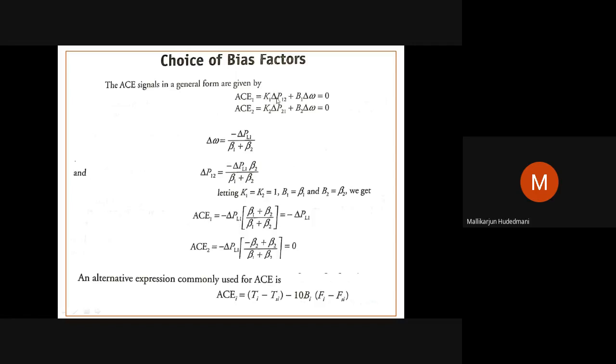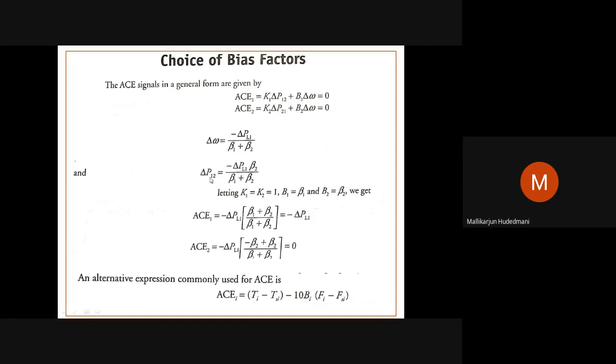Let's see here, ACE1, how it is restructured. ACE1 is K1 delta P12, you can see, minus delta PL1 beta 1 plus beta 2 divided by beta 1 plus beta 2. So when I cancel this, what does ACE1 remain? This ACE1 comes with a numerical value minus delta PL1. Let us be very clear about what I am doing here. Suppose there is a change in load in area 1 by delta PL1. Delta omega can be written as minus delta PL1 divided by beta 1 plus beta 2, whatever we have understood.